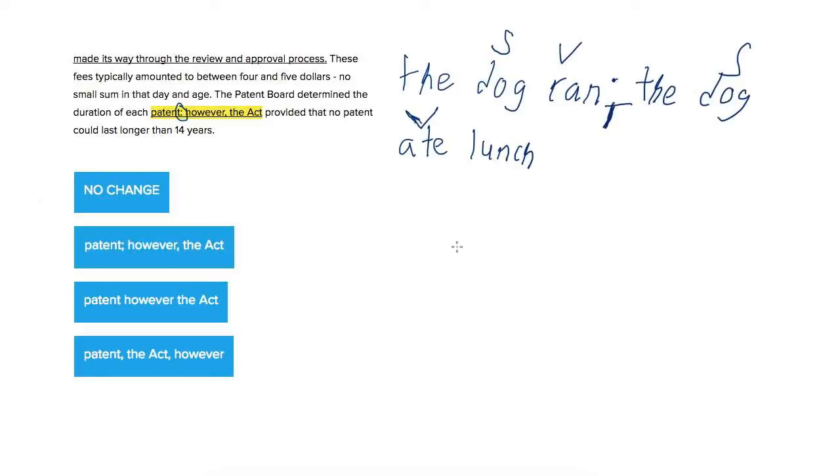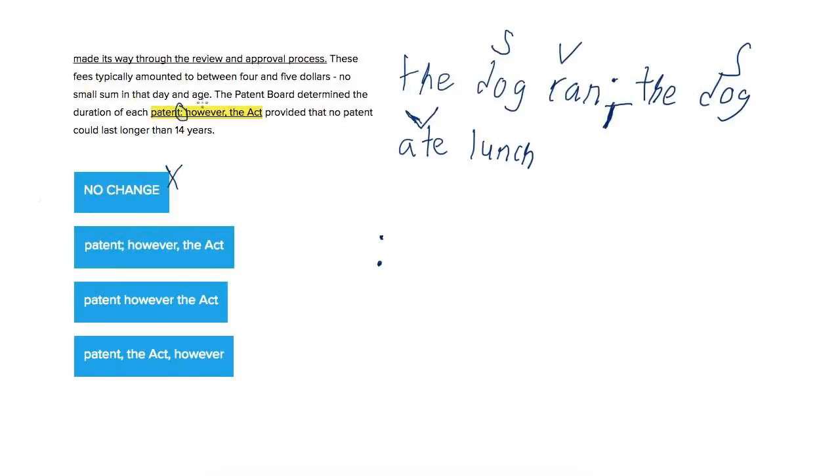And then one more thing I want to talk about is the colon. So colon is two dots, right? And a colon either says that after this, you're going to provide a list or expand on the thought that came before it, but it can't be used in the same way that a period, comma, or semicolon could, just to break things apart. So let's go back to our sentence at hand now. The patent board determined the duration for each patent. However, the act provided that no patent could last longer than 14 years. So are we listing anything after this colon, or really expounding upon something? No. So we can rule out no change.